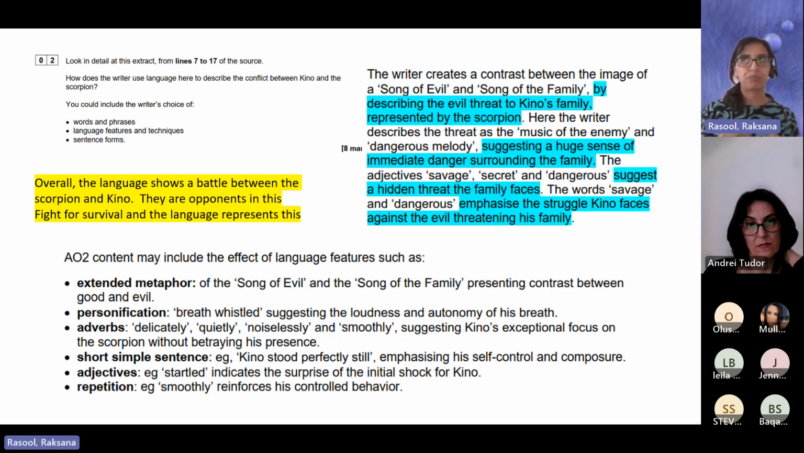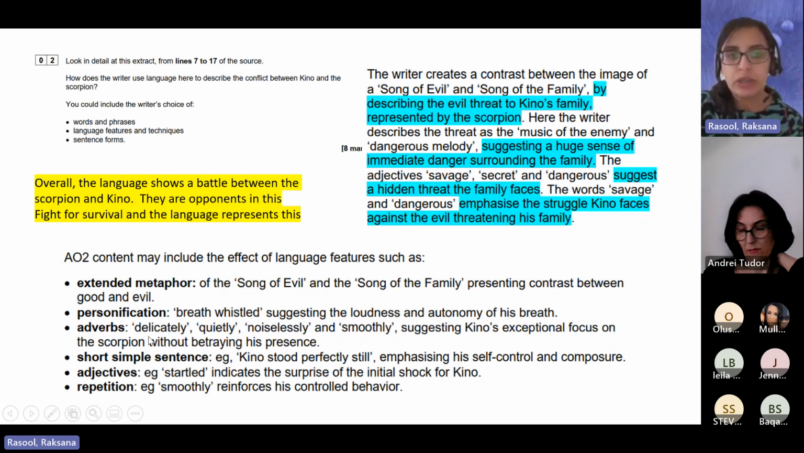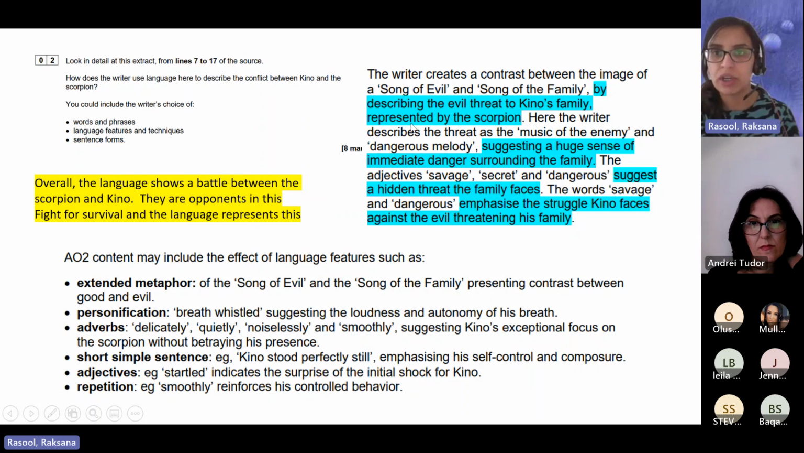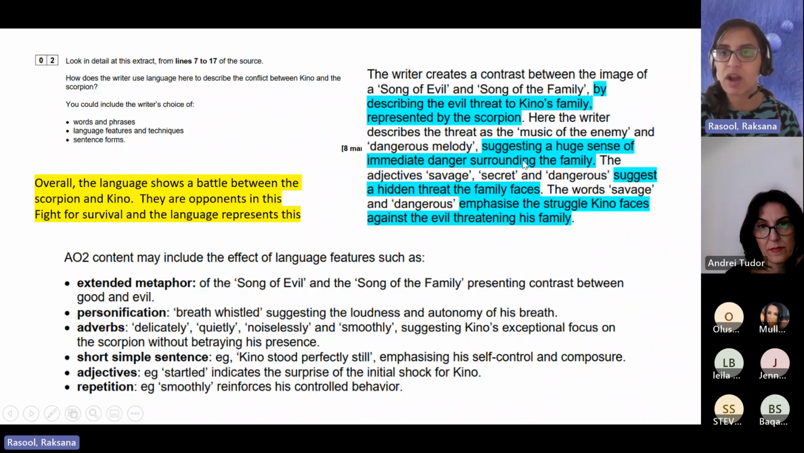His very smooth movements, his very conscious behavior. So if you were to use this example of the extended metaphor, the writer creates a contrast between the image of a song of evil and a song of the family by describing the evil threat to Kino's family, represented by the scorpion. Here the writer describes this threat as the music of the enemy and a dangerous melody, suggesting a huge sense of immediate danger surrounding the family.